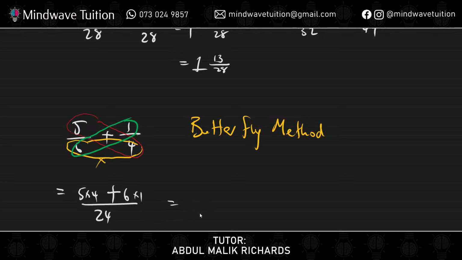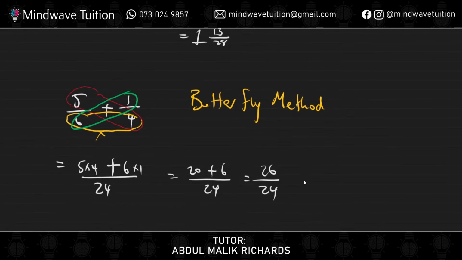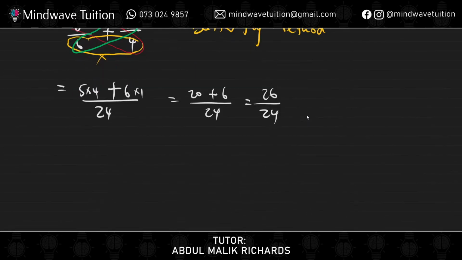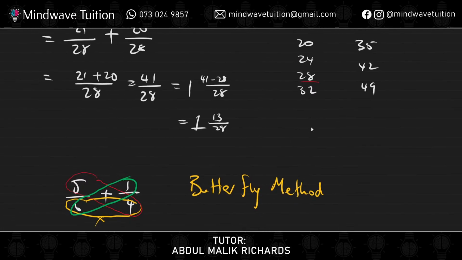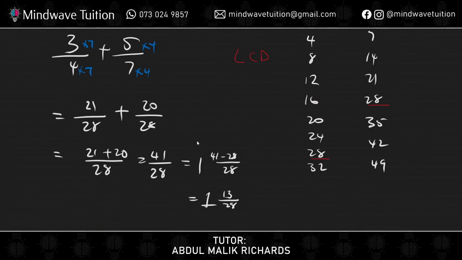So if you remember BODMAS, we have to multiply before we can add. So 5 times 4 is 20, add 6 times 1 is 6. That's going to be over 24. So 20 plus 6 is 26 over 24. So we can do that method as well, which is the butterfly method. So I'll go over it again using another example. Actually, let's just use this same example over here, and let's see if we get to the same answer.